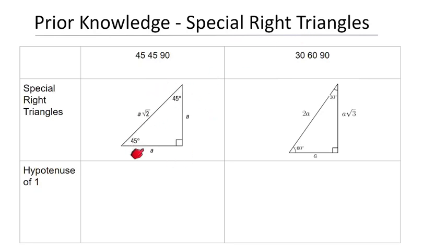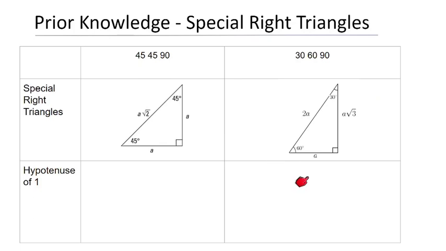So for special right triangles, we have two special rights. We have the 45-45-90 and the 30-60-90. And this is the relationship between the side lengths. For a 45-45-90, if you know the leg lengths, you multiply by the root of 2 to find the hypotenuse. If you know the hypotenuse, you divide by the root of 2 to find the leg length.